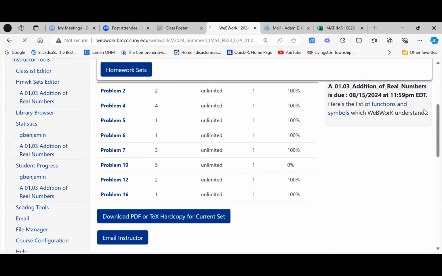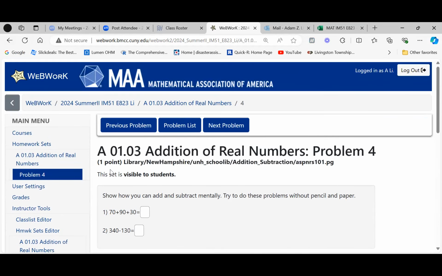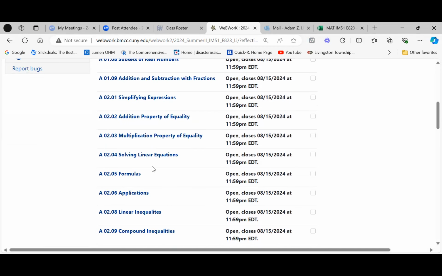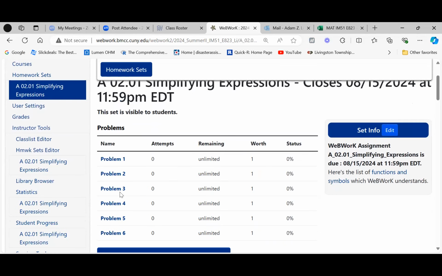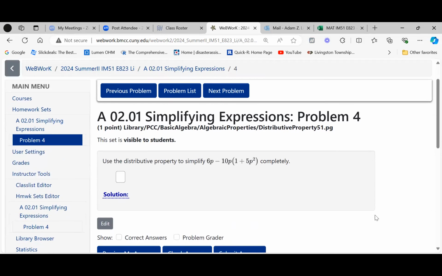Next, question 4. So we're on this 2.1, simplify expressions. Now it's question 3, we did it. Problem 4, this is the one. All right, let's go over this question right here.